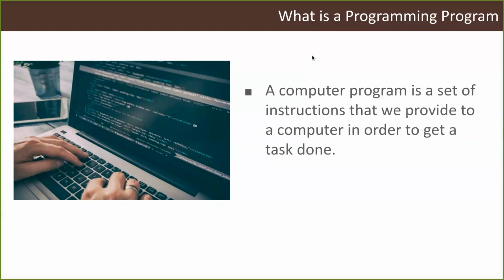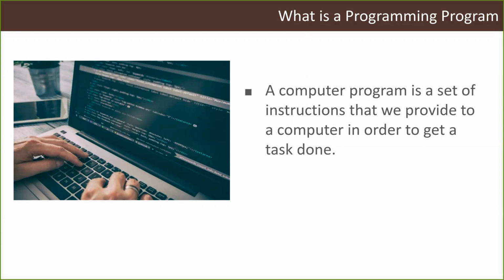All right. So basically, a computer program is a set of instructions that we provide to a computer in order to get a task done. So, for example, when you type in google.com and press enter in your browser, basically it has been programmed. The browser has been given the set of instructions that it has to follow when a particular link has been clicked. Okay, so every program is basically a set of instructions that you tell your computer to follow.